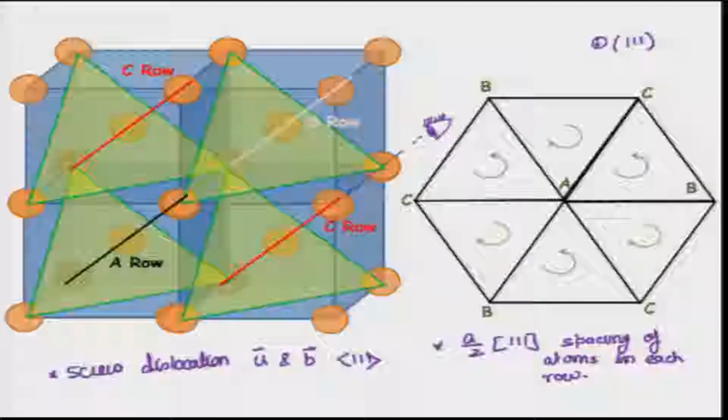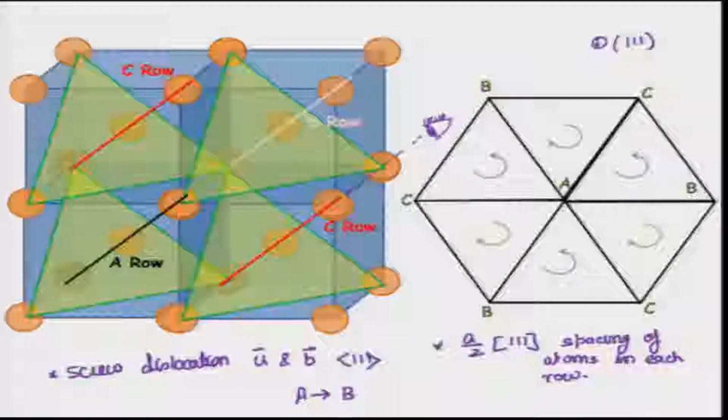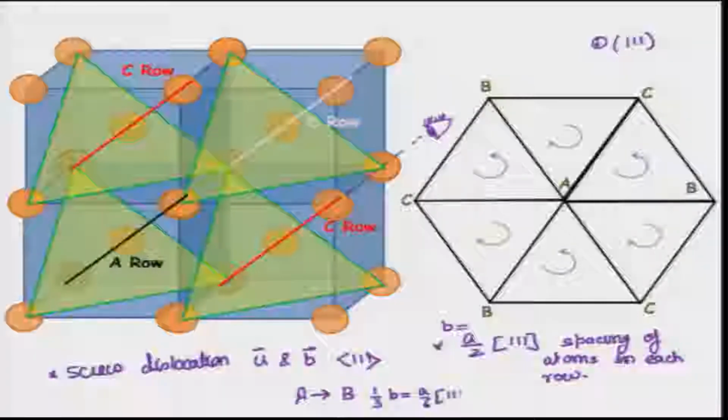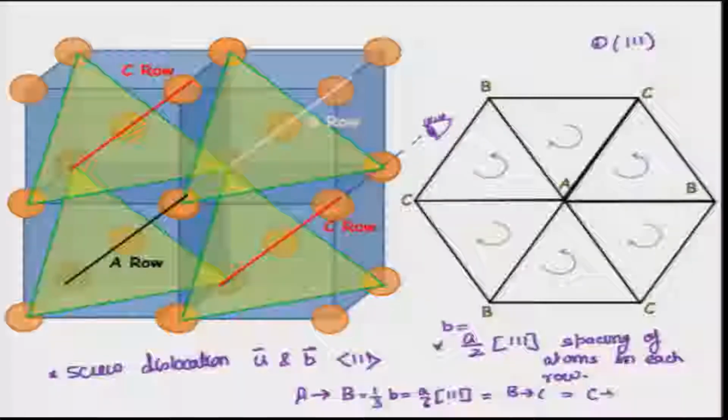And how much are they different? So, if you go from A to B, then it will be 1/3 of this Burgers vector. So, we know this is the Burgers vector. So, A to B, the difference between the atoms along the 111 direction, you have a spacing equal to a by 6 111. Similarly, when you go from B to C, and similarly when you go from C to A.